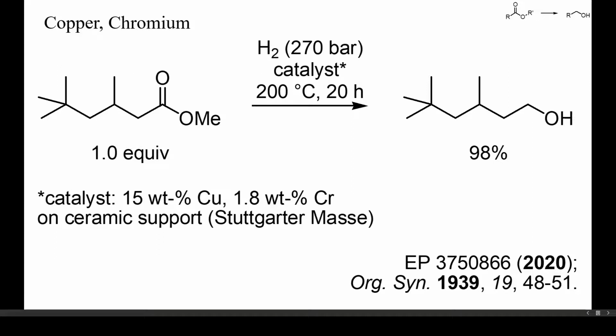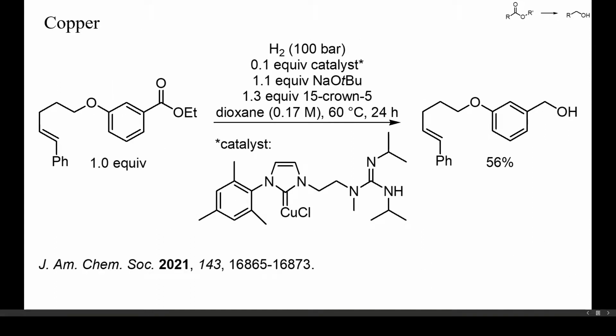In this example, a branched nonanol was obtained in high yield by hydrogenating a methyl ester at 200 degrees Celsius for 20 hours. An inexpensive supported copper-chromium catalyst was used, without any additional solvent. Few laboratories have equipment to perform hydrogenations at 200 degrees Celsius and 200 bar. Therefore, catalysts that work under milder hydrogenation conditions were intensely sought after for many years.